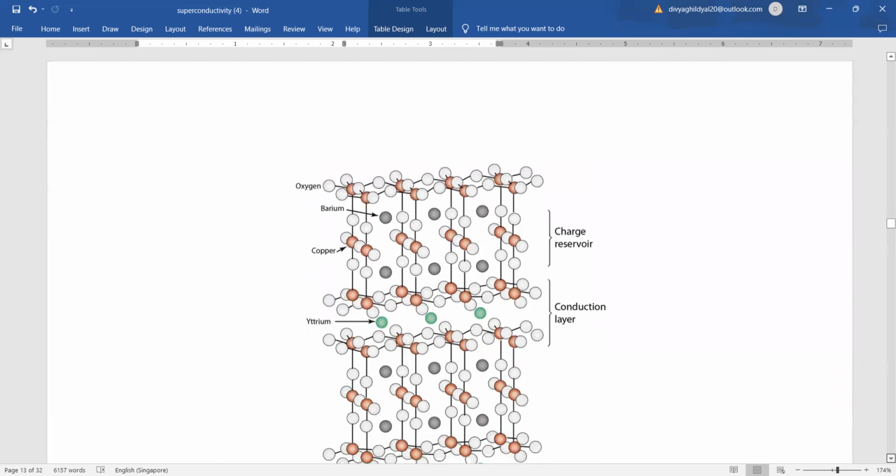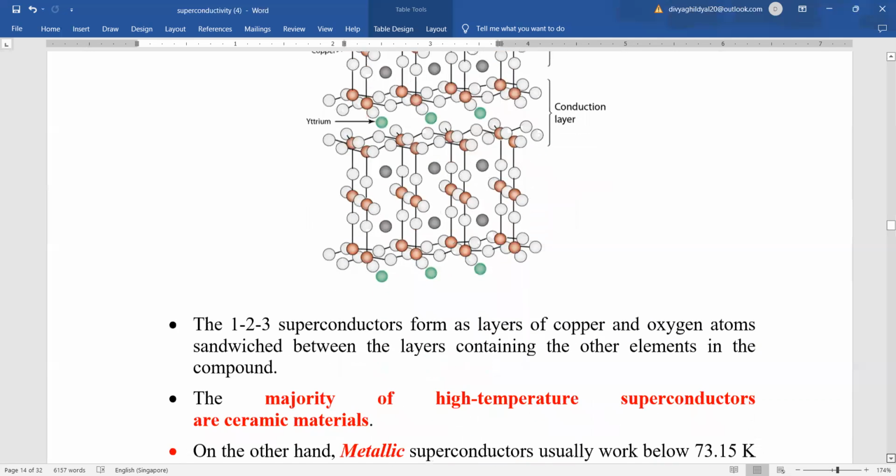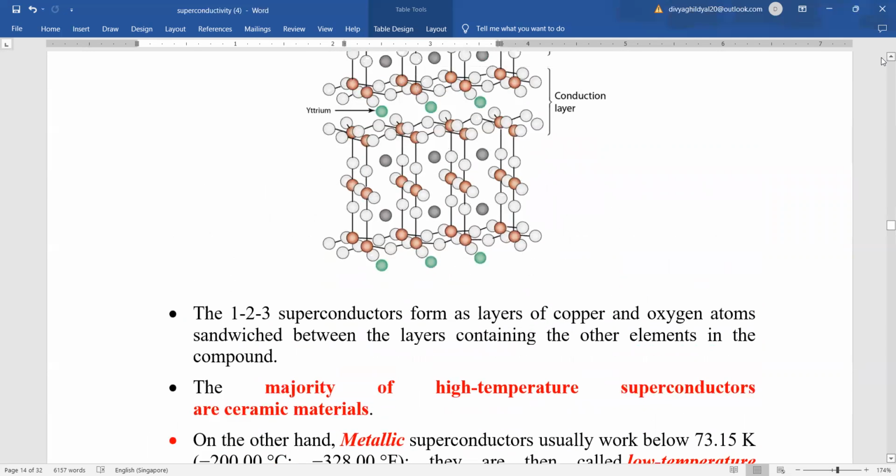This is a high temperature superconductor with a very complex diagram of the atomic structure, where we can see the yttrium atoms, the copper ones, barium in between, and then the oxygen. These are the conduction layers, and the 1, 2, 3 superconductors form as layers of copper and oxygen atoms which are sandwiched between the layers containing the other elements or compounds.